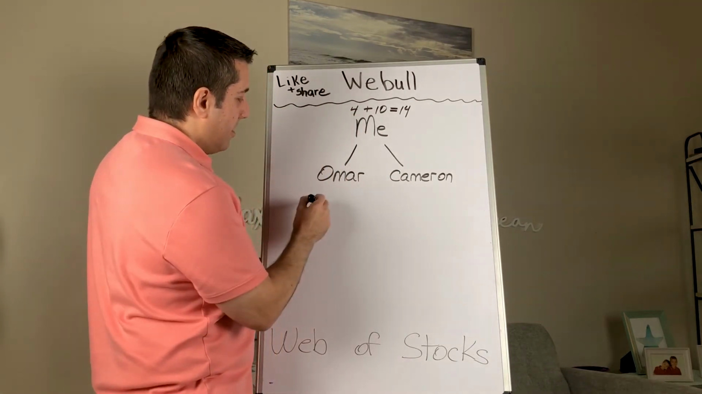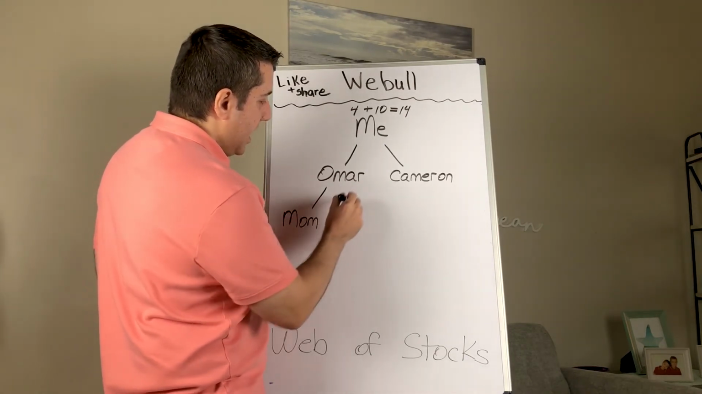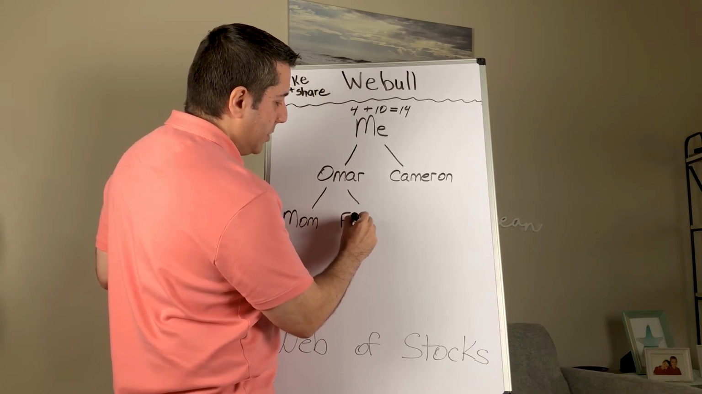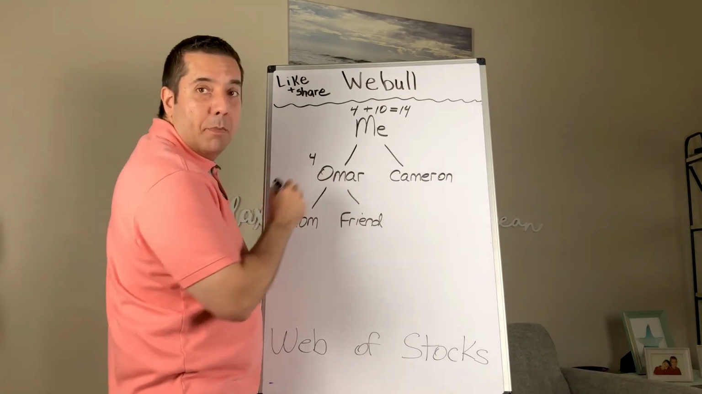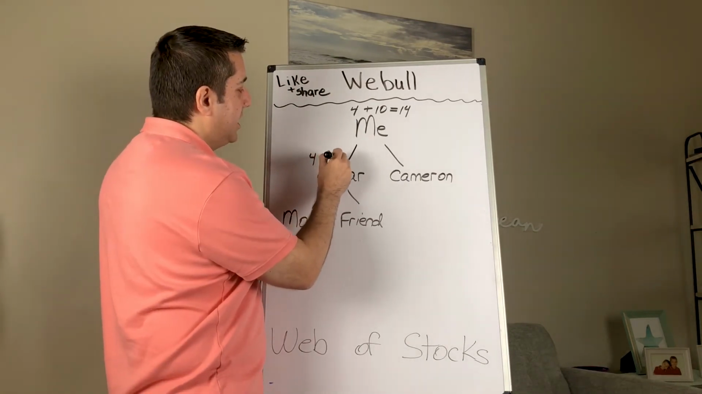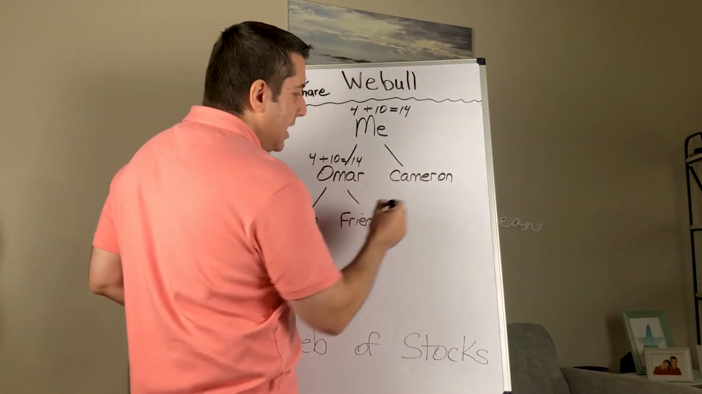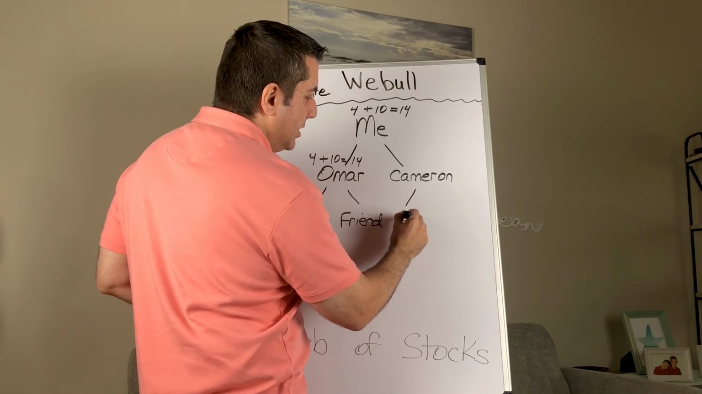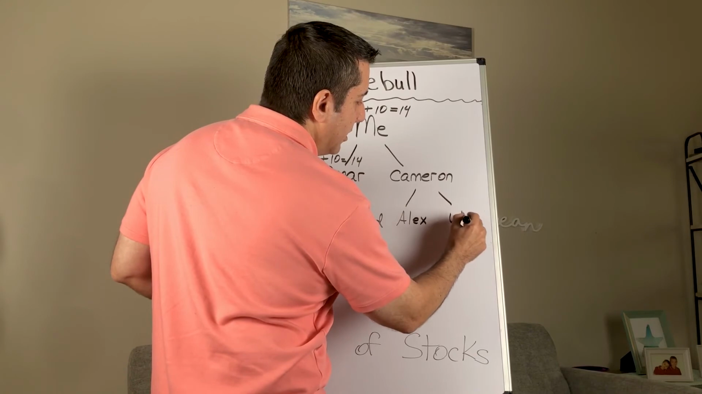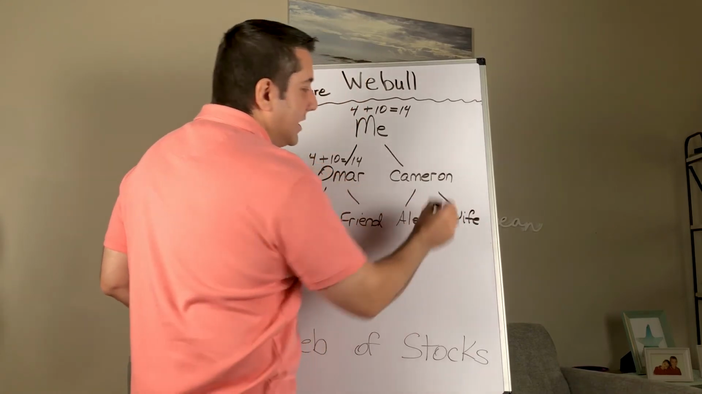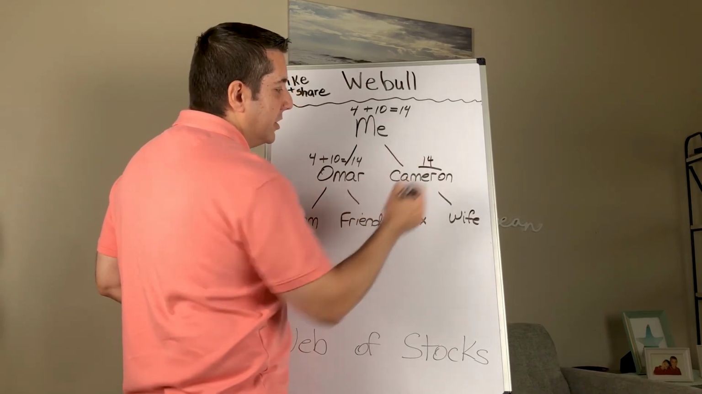Now, my brother Omar did the same thing. He referred my mother, and he also referred a friend of his to Webull. And he got the same thing, 4 free stocks from opening and depositing into an account, and another 10 for referring. So he got 14 free stocks. And Cameron over here did the same thing. He did it to his brother Alex, and he also did it to my wife. I'm going to put wife here, but it's Cameron's mother. So when he also referred, he also got 14 free stocks.